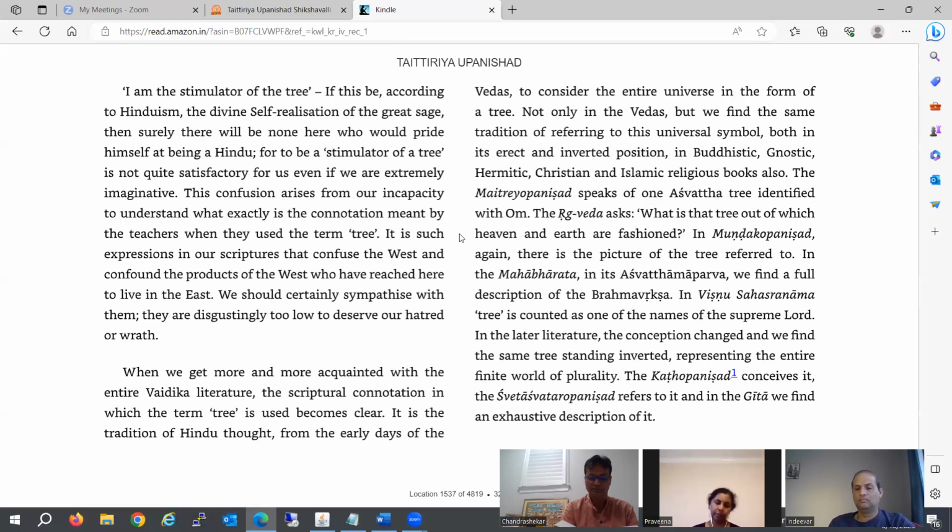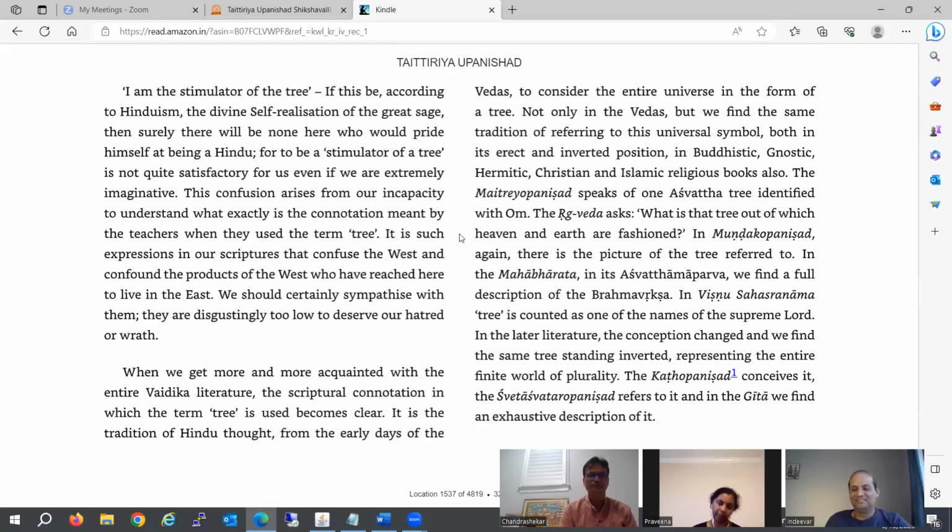This confusion arises from our incapacity to understand what exactly is the connotation meant by the teachers when they use the term tree. It is such expressions in our scriptures that confuse the West and confound the product of the West who have reached here to live in the East. We should certainly sympathize with them. They are too low to deserve our hatred or wrath. So, Vriksha has many meanings, right?